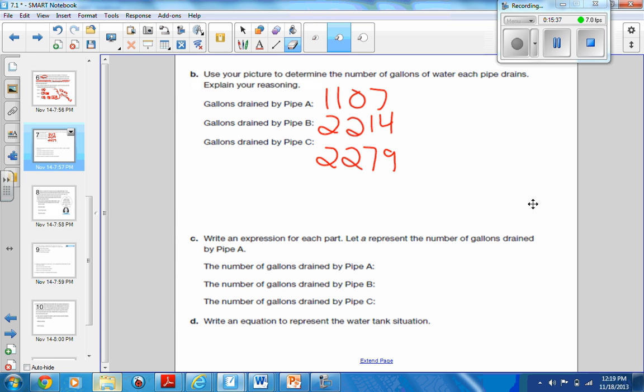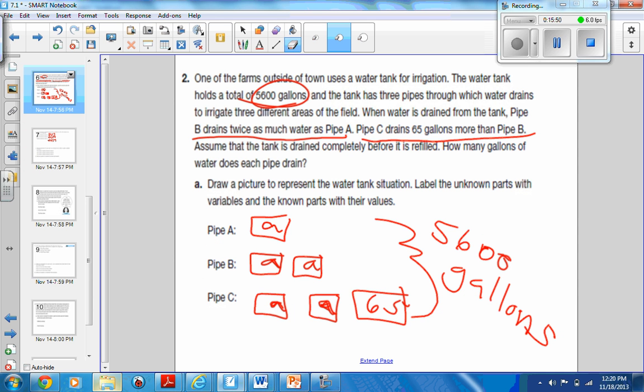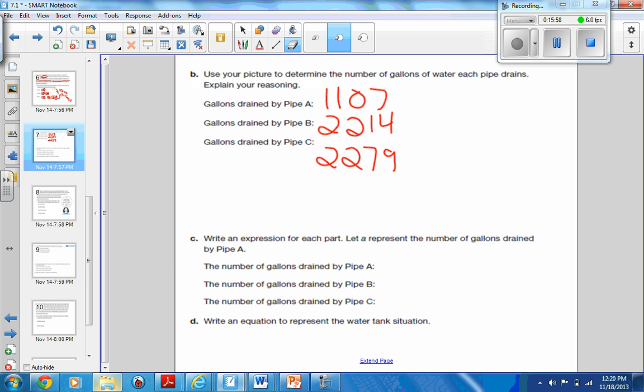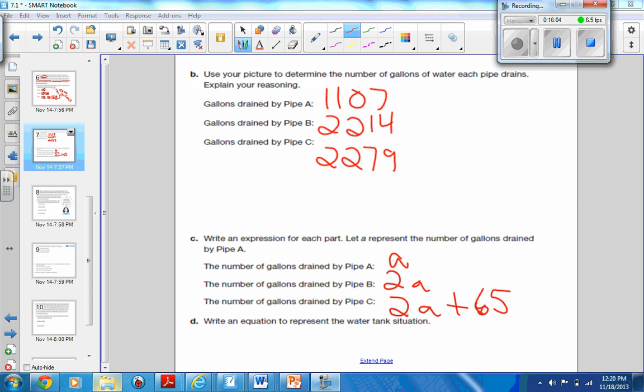All right, so it says write an expression in part C. Write an expression for each part. Let A represent the number of gallons drained by pipe A. Well, let's go back to our picture again. Pipe A is represented by an A. Pipe B is represented by 2 A's. Pipe C has 2 A's plus a 65. Okay, so let's go ahead and put that in. And when you're done, come back and check yourself. So here are your expressions.